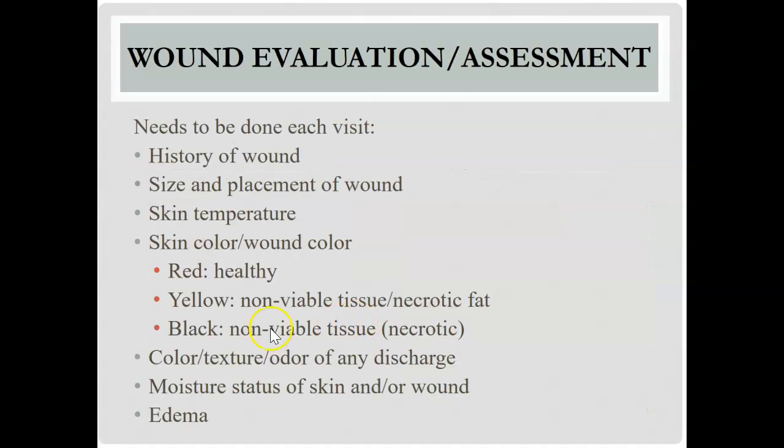How do you evaluate these wounds, just generally speaking? Obviously the history of the wound, how did it take place, and all that sort of stuff. Size, placement, skin temperature is important. The color around the wound. Is it healthy? Red is healthy. Yellow, getting some necrotic kind of stuff going on. Black, not good, generally speaking. The color, texture, odor. Sometimes it stinks, especially if it's infected. It will start to stink. How moist or dry is it? How much swelling is there around it?